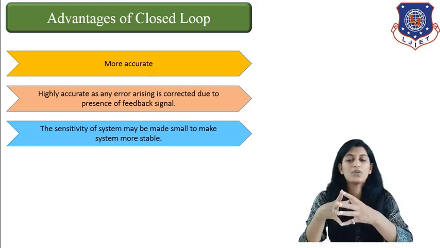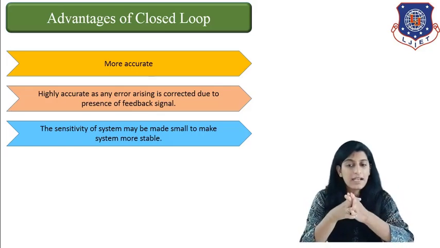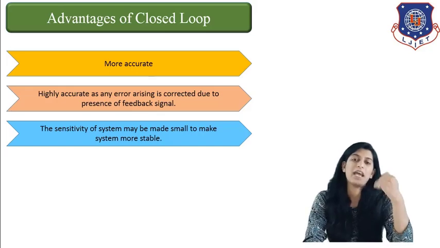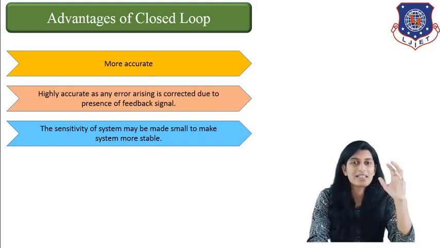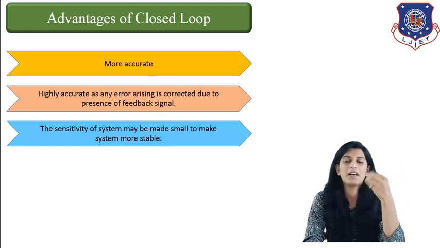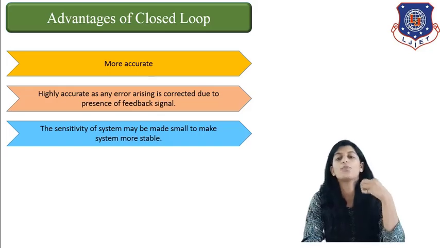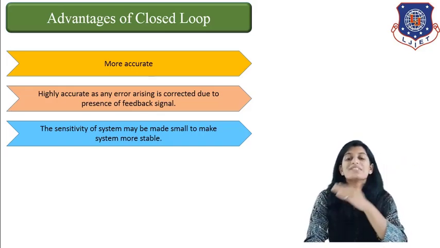Next is sensitivity of the system may be made small to make system more stable. So what we can do is, sensitivity can be manipulated so that system can be more stable. Sensitivity refers to we can use a system in wide range. So if there is a change in plus or minus 0.5 or 0.4 degree, then our system is not going to change it, right?